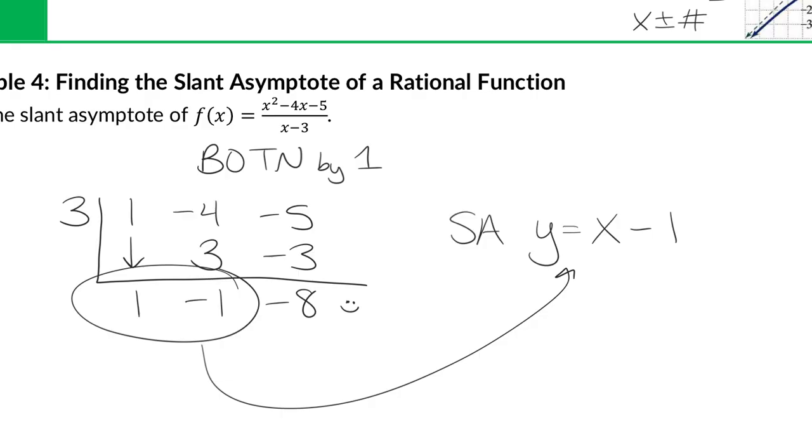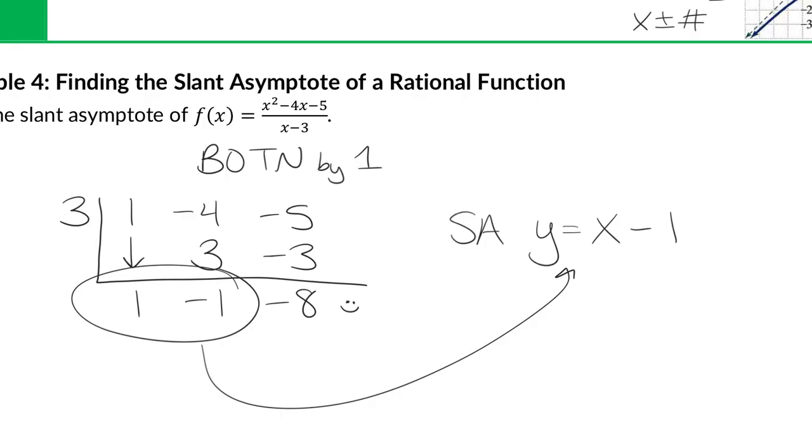Do you have to solve that part, or can we just stop once we get to -1 right there? Since I don't care about the remainder, yeah. As long as you know the last value is the remainder, you can essentially stop, because all I want is everything but the remainder.